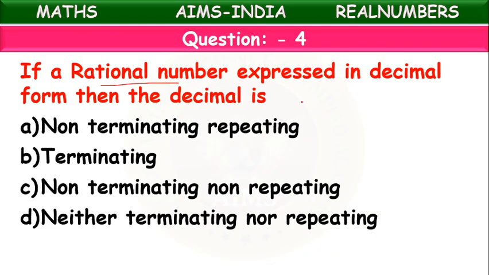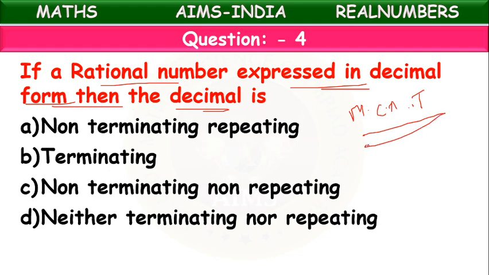If a rational number is expressed in decimal form, then the decimal is... These kinds of questions are examples of multi-correct answer type questions, MCAQ. You can have one or more answers.